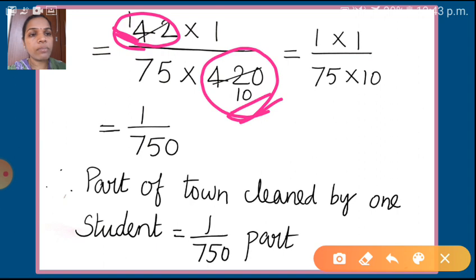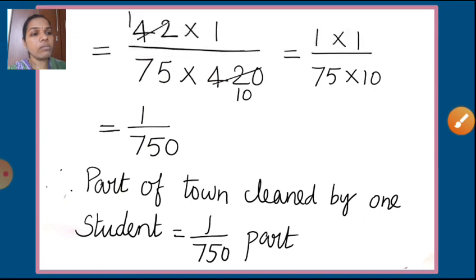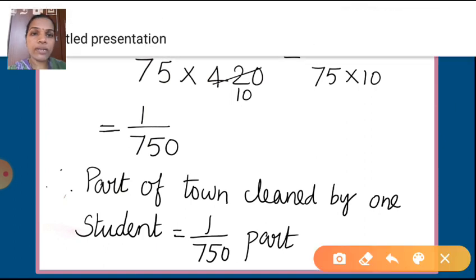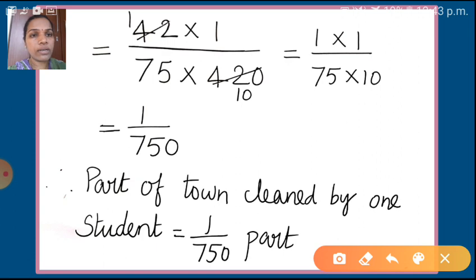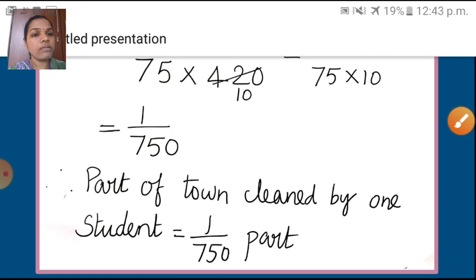So I cancel this number. Here I have written 10. Now you have to multiply. How do we multiply? Numerator into numerator upon denominator into denominator. That means 1 ones are 1, into 1 upon 75 into 10. Now you have to multiply and give the answer.